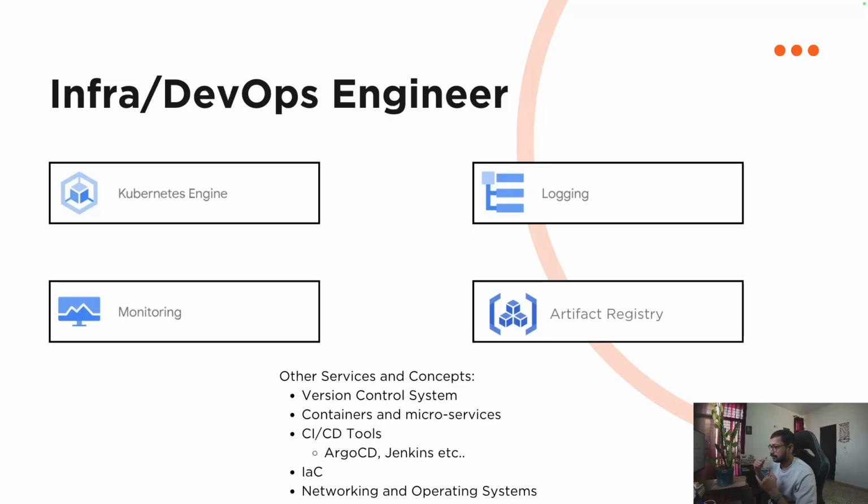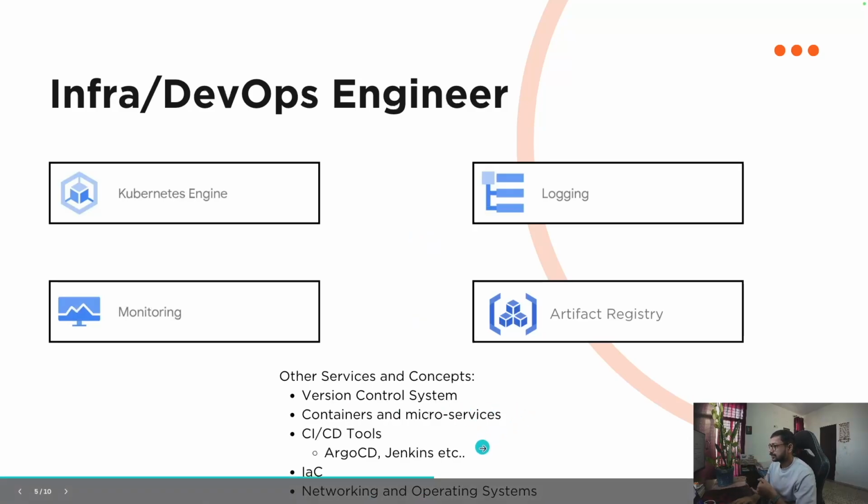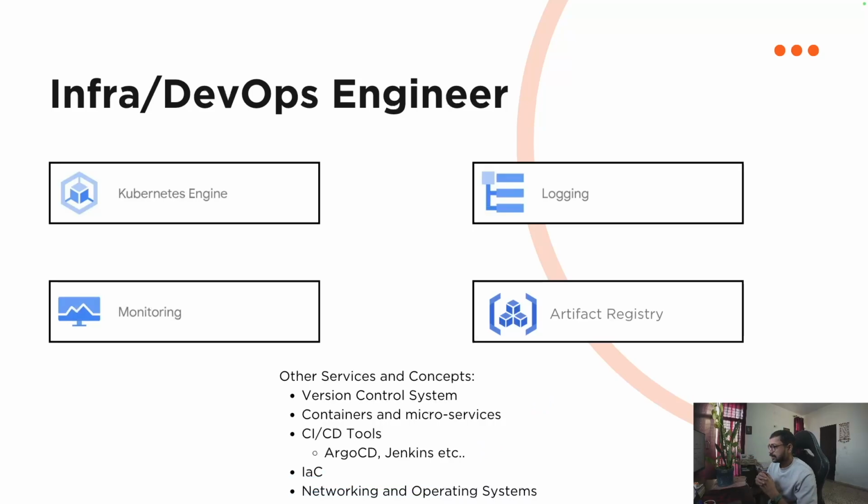You should know a version control system. You should know about what is microservices patterns, then CI/CD tools like Jenkins, Argo CD, then infrastructure as code like Terraform, Pulumi, etc. And then some basics of networking and operating system.